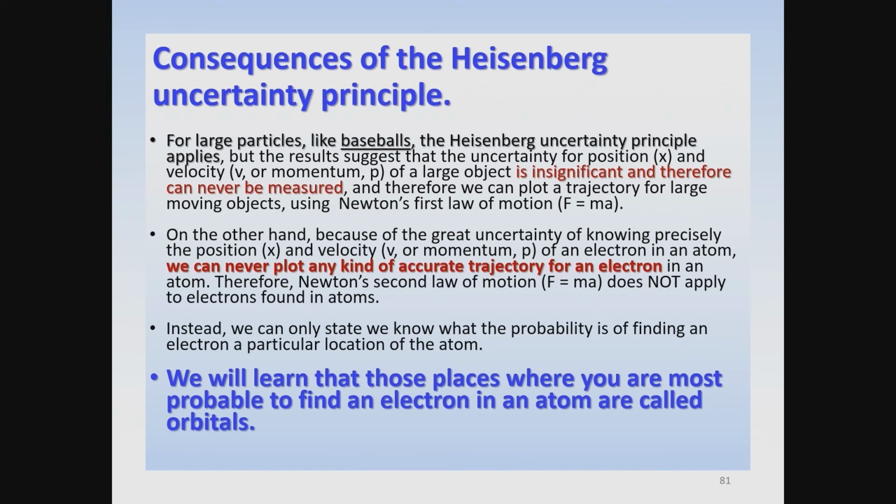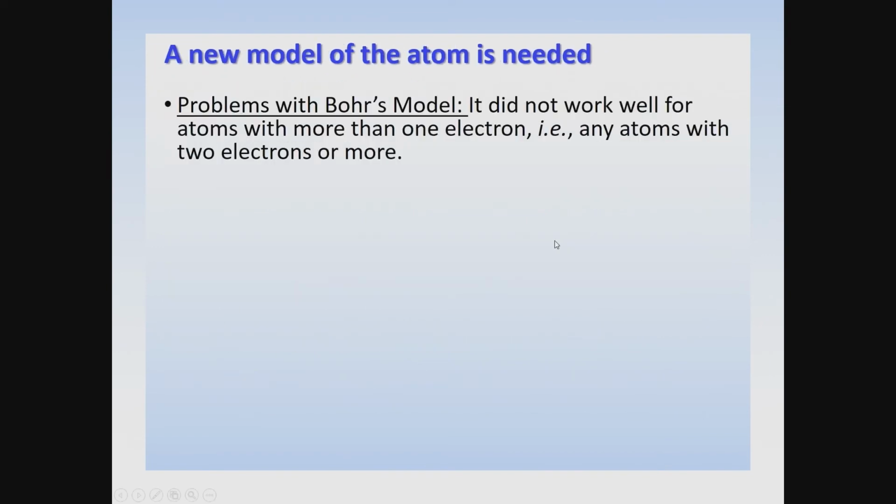The places in space where you are most likely to find the electron away from the nucleus, those places in three-dimensional space, are called not orbits, but orbitals. So now what we can see, based on some of the things we've talked about with quantum mechanics, is that we need a new model of an atom.